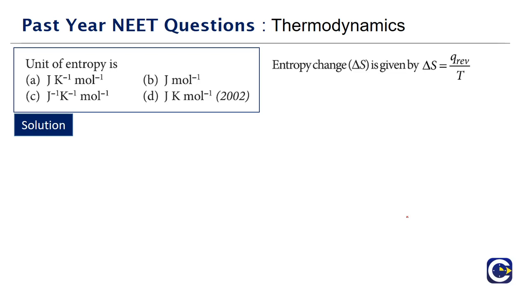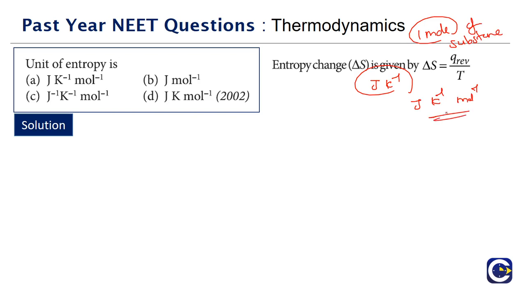How should we have the value? We should have the value as joule per Kelvin. But if you take it for 1 mole of the substance, which we call the molar entropy, it is going to be joule per Kelvin per mole. So what will be the unit of entropy that we generally take? Joule per Kelvin per mole.